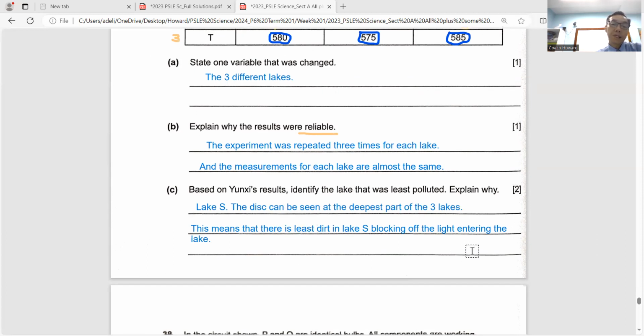You must use the superlative because in comparison of 3 or more, you must use the superlative. For example, in this case, it's least, or in other situations like the best conductor of heat, you must use the superlative as you learn in your English. So this means that there is least dirt in Lake S, blocking off the light entering the lake.